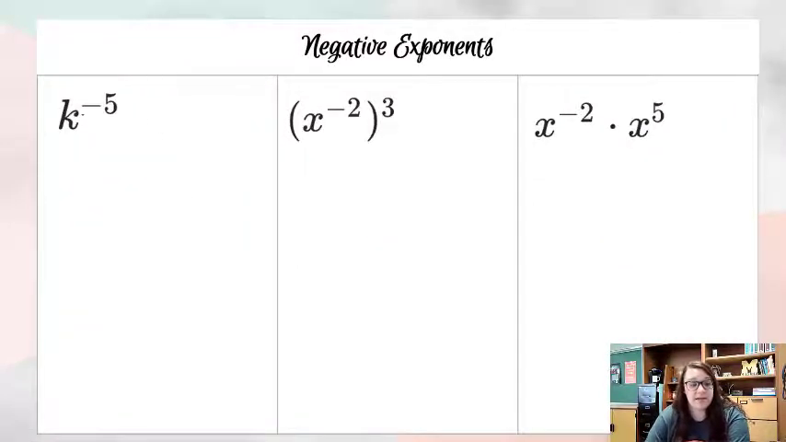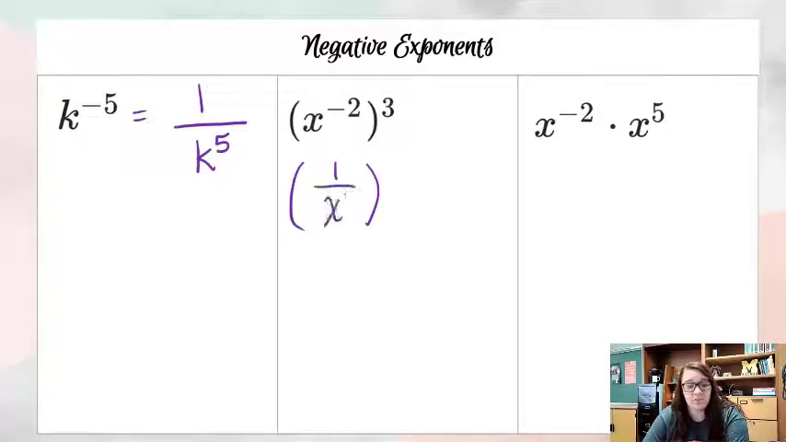Here's some more where it starts with a negative. In this case, k to the negative 5th means I have 1 over k to the 5th. This one, the inside of the parentheses can get simplified. I'm going to rewrite this as 1 over x squared, putting the negative exponent on the bottom. And then let's deal with the 3. Let's distribute it.